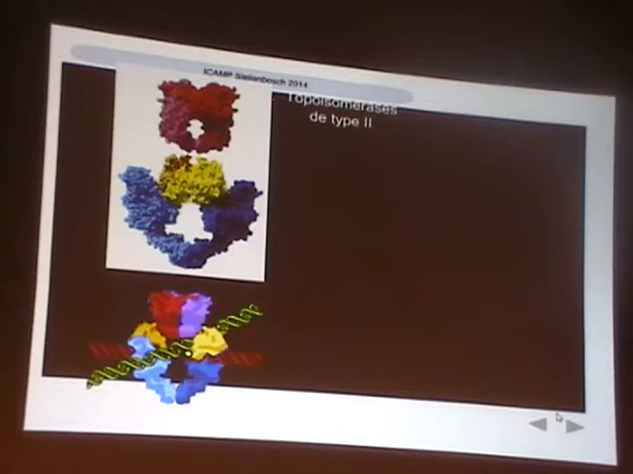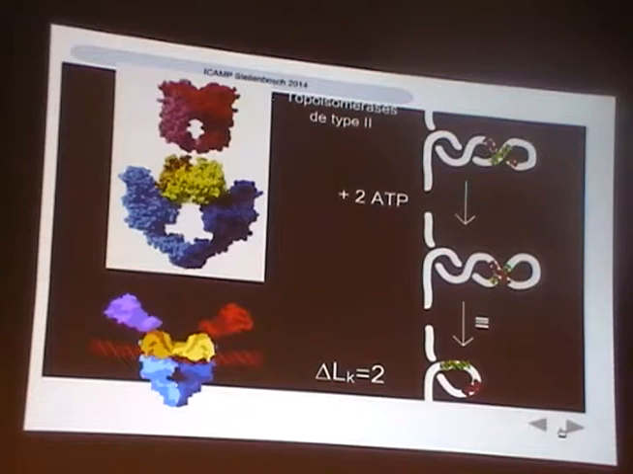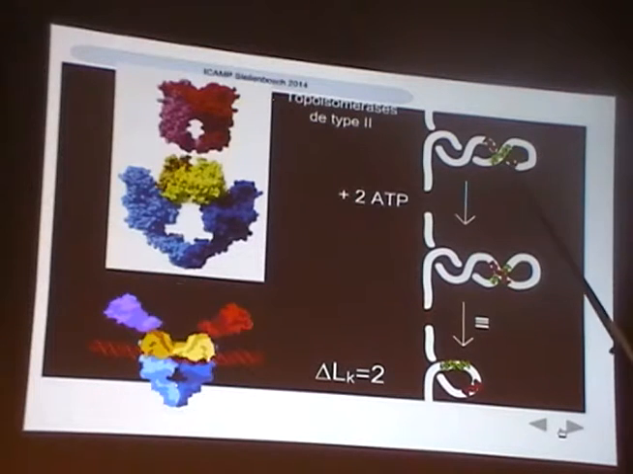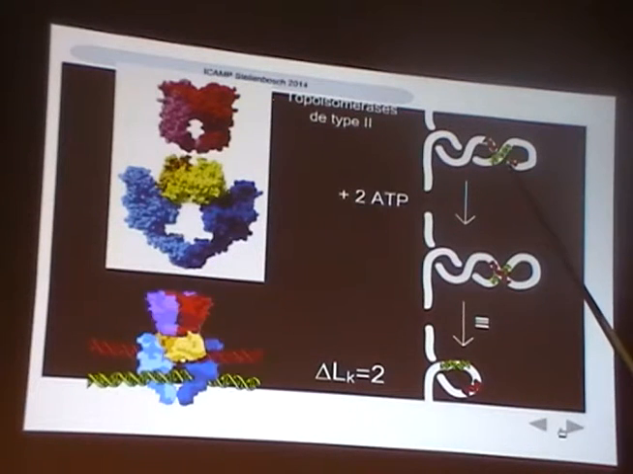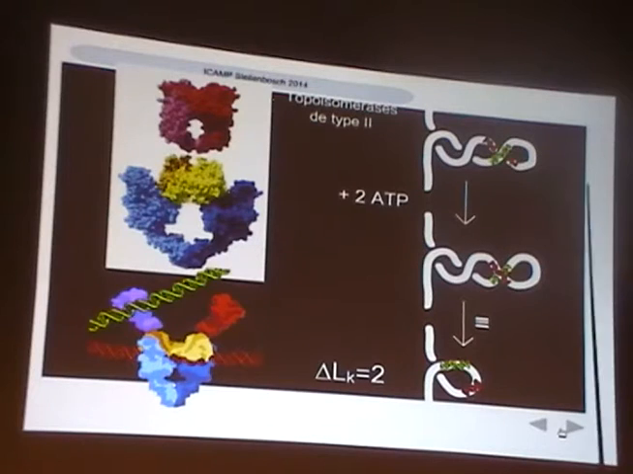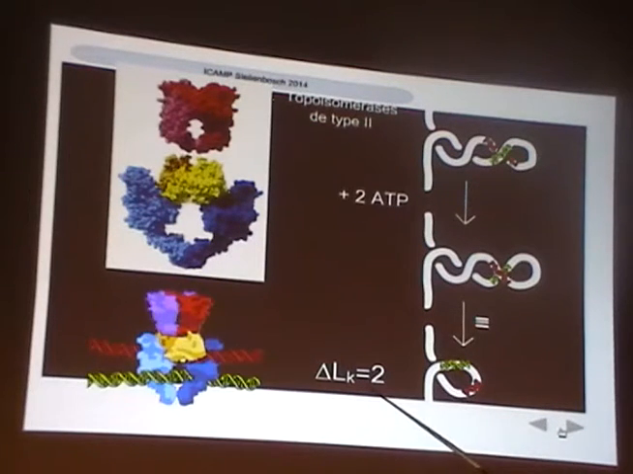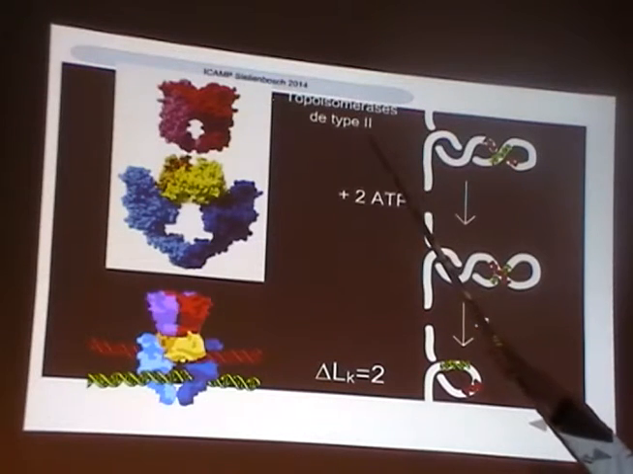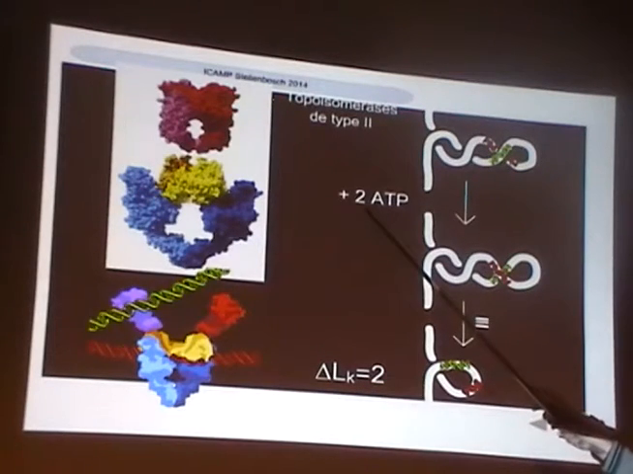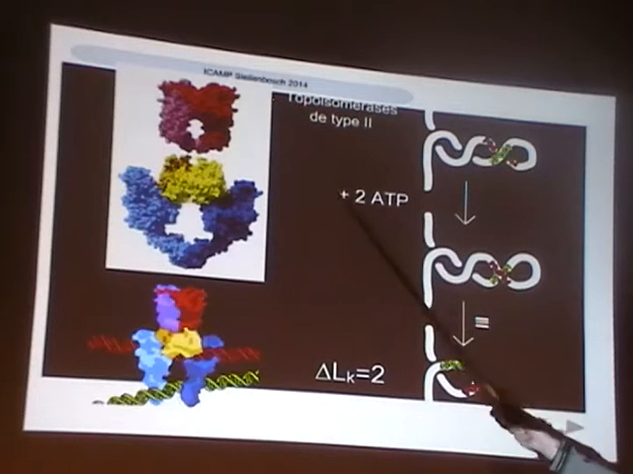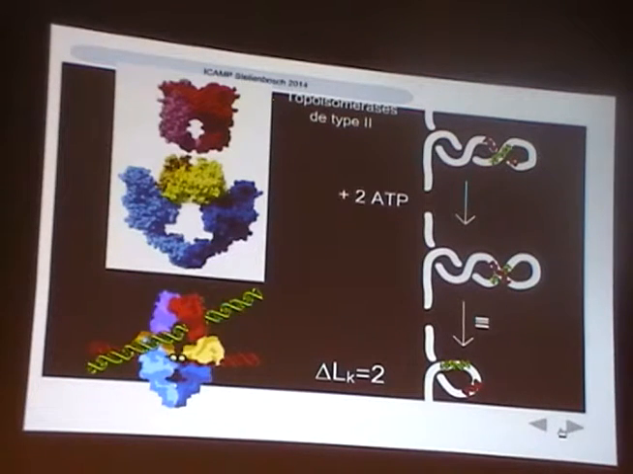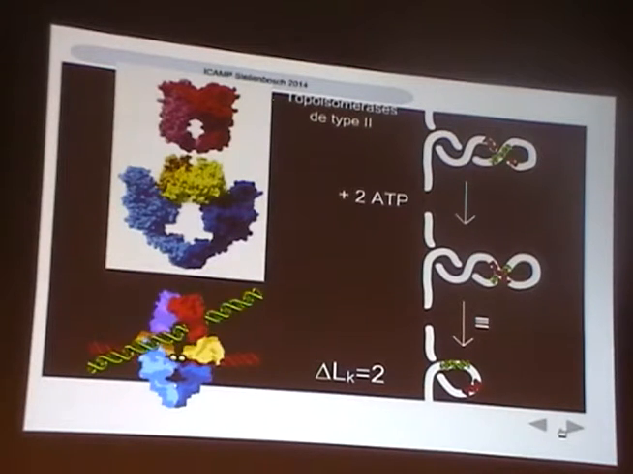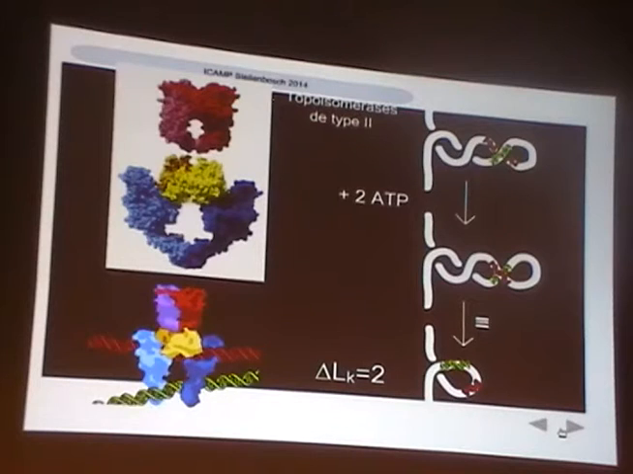Having that, what it does is that if you take the red and you make it go through the green one, it's equivalent to generating a change in the linking number of 2. Okay, this is why they are called type 2 topoisomerases. A key element is that at some point you need some source of energy. So in that kind of system where it's intramolecular, there is bias. Some go only in one direction.